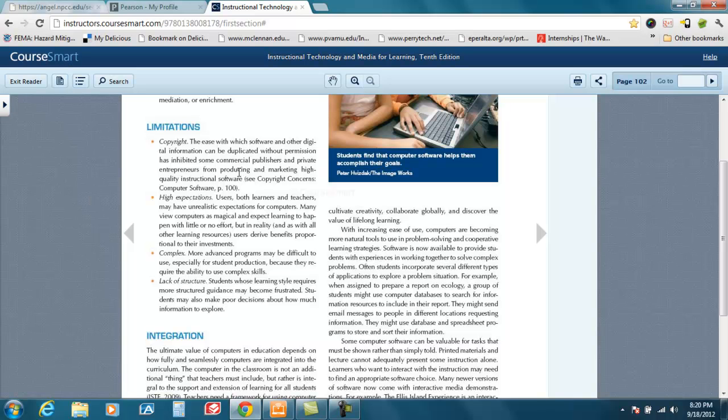Sometimes those are unrealistic for computers. Many view computers as magical, and they expect the learning to happen with little effort. But in reality, as with any learning experience, the benefits are derived based on how much you put into it.